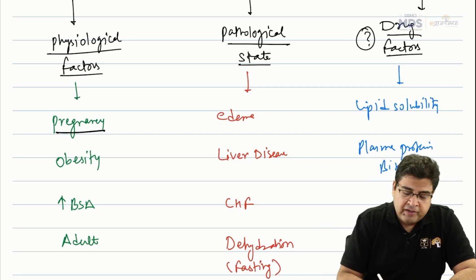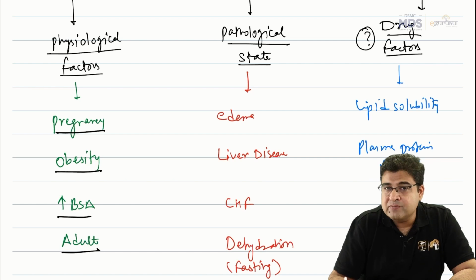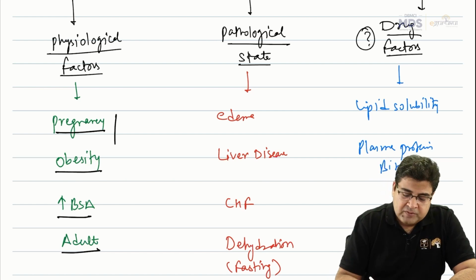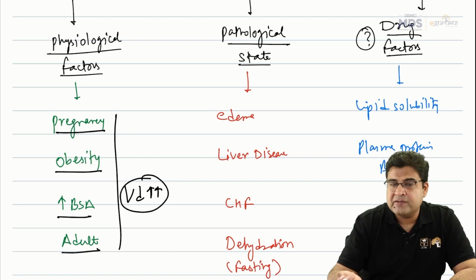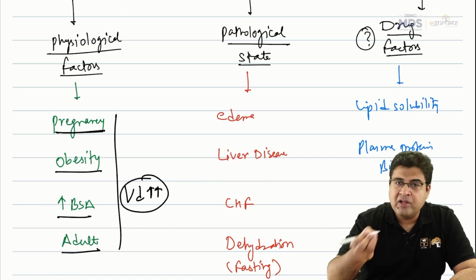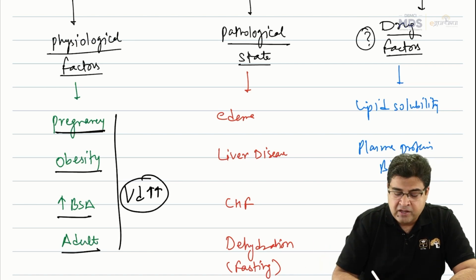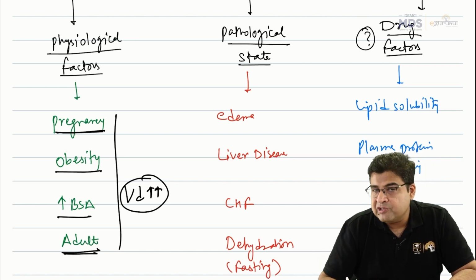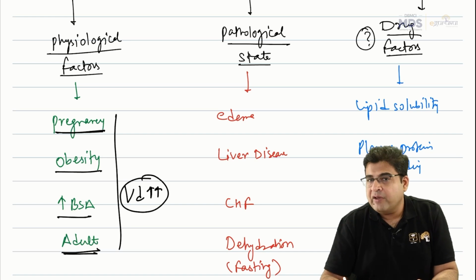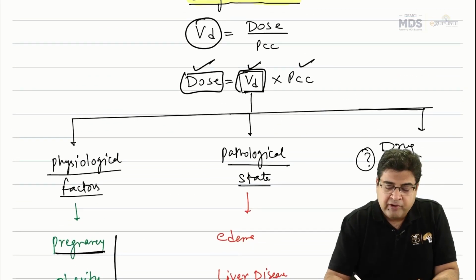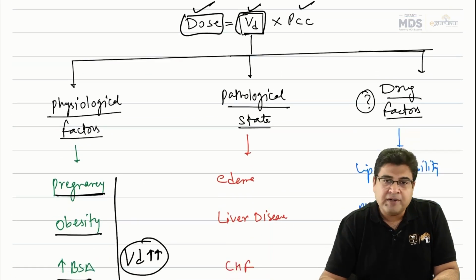If we talk about a pregnant female, an obese patient, an adult patient, or a patient who has more body surface area, these patients have more volume of distribution in comparison to their counterparts. If I compare pregnant with non-pregnant, obese with lean, more body surface area with less body surface area, or adult with child, these are the human beings who have more volume of distribution, so they require more dose in comparison to their counterparts.